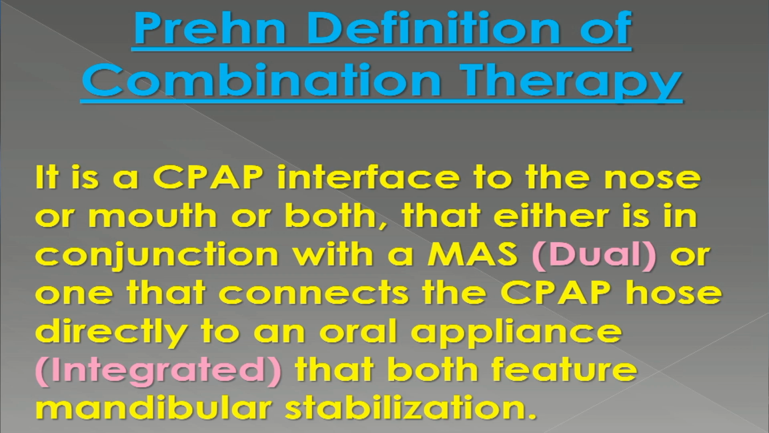It is a CPAP interface to the nose or mouth or both that is either in conjunction with a mandibular advancement splint, that's what we call dual therapy, which I'll get to in a minute. In other words, they're both being applied at the same time. Or one that connects the CPAP hose directly to an oral appliance. That's called integrated therapy, type 2. But both of them feature mandibular stabilization. That is the critical aspect of combination therapy.